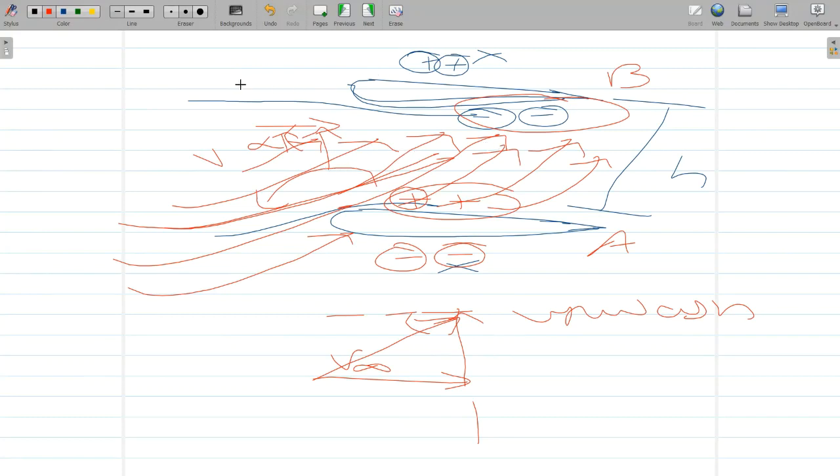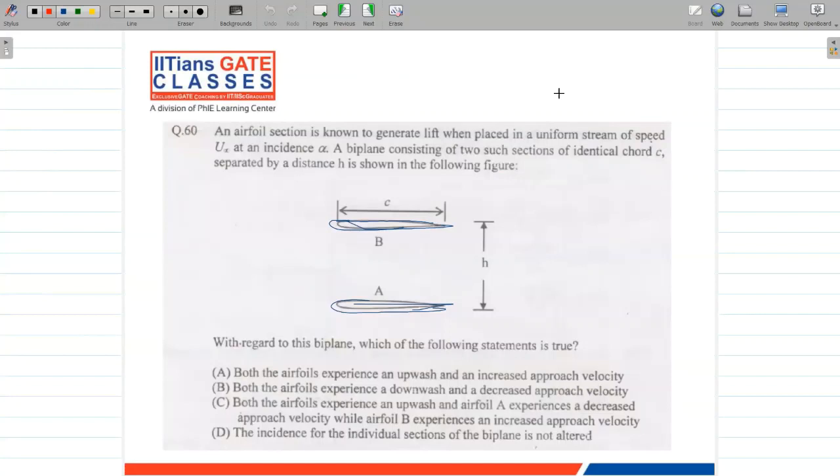So initially you can see that if this is the chord of your airfoil, your angle of attack was between V infinity and the chord, which is small. Now because of this upward velocity component, your free stream got inclined like this, and you have a higher angle of attack now. So that is why it creates an upwash. That is why I asked all of you to take note of the shape of the airfoil and how they're oriented over here.